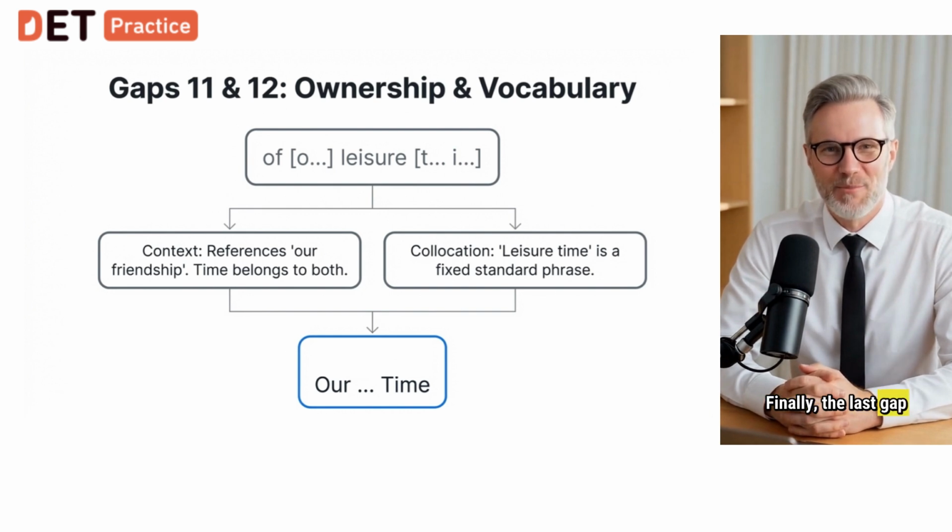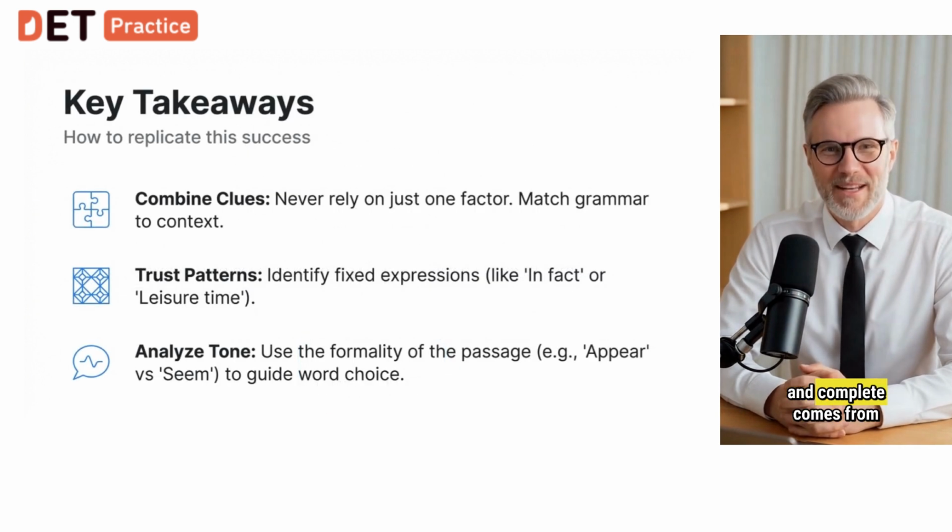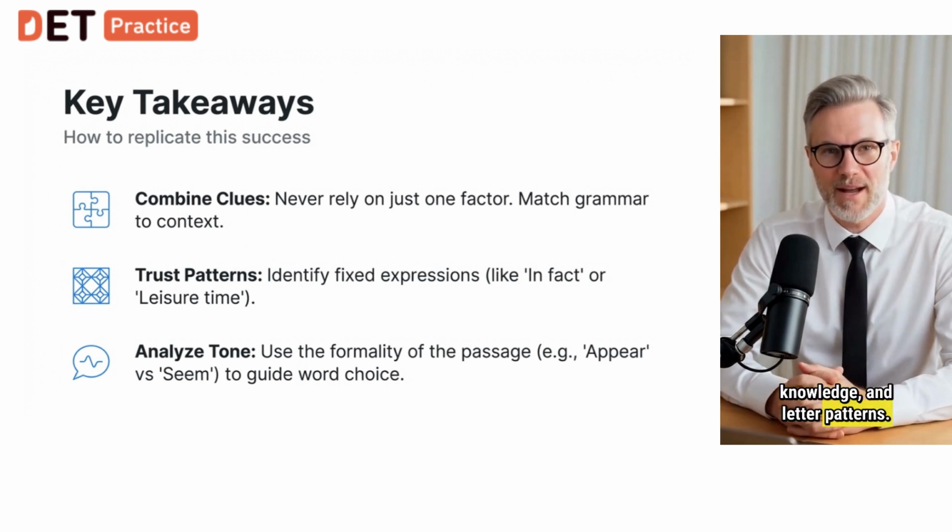Finally, the last gap shows leisure followed by an incomplete word starting with T and I. The answer is time. The collocation leisure time is a fixed phrase in English. In context, we're discussing how they spend their time together, and leisure time is standard English vocabulary that you'll hear all the time. Remember, success in read and complete comes from combining context clues, grammar knowledge, and letter patterns. With practice, you'll get faster and more accurate at identifying these patterns.